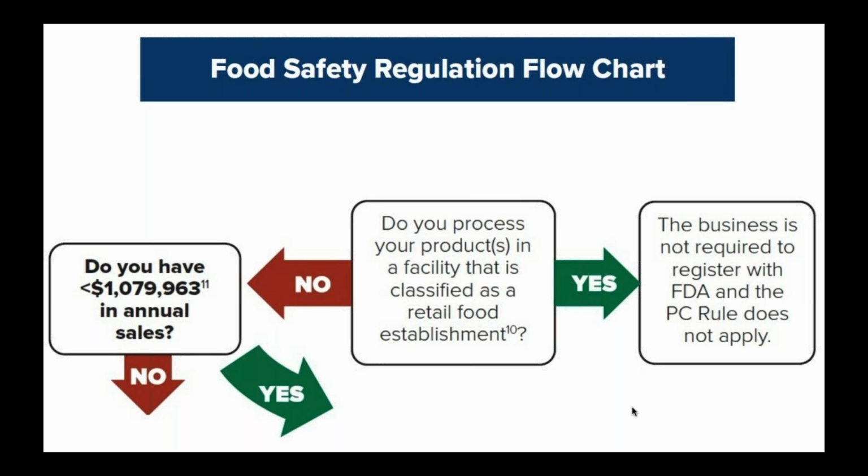Again, the question, do you process your products in a facility that is classified as a retail food establishment? We're making our salsa in a commercial kitchen in this example, so that is not considered a retail food establishment. So we'd have to answer no to that question, which would then push us over to the box with the question, do you have less than $1,079,963 in annual sales? So this question is actually related to the Food Safety Modernization Act Preventive Controls Rule for Human Food.